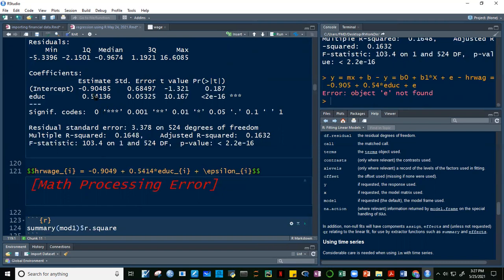So in a nutshell, ang ibig sabihin nun, ang hourly wage daw natin, negative 0.9 if education is equal to 0. So kung education is equal to 0, papalitan natin ng 0 to, magiging 0 na itong term na to. So ang mangyayari lang, ang matitira, negative 0.9 lang. So this is the value of your hourly wage if a person does not have any education at all.